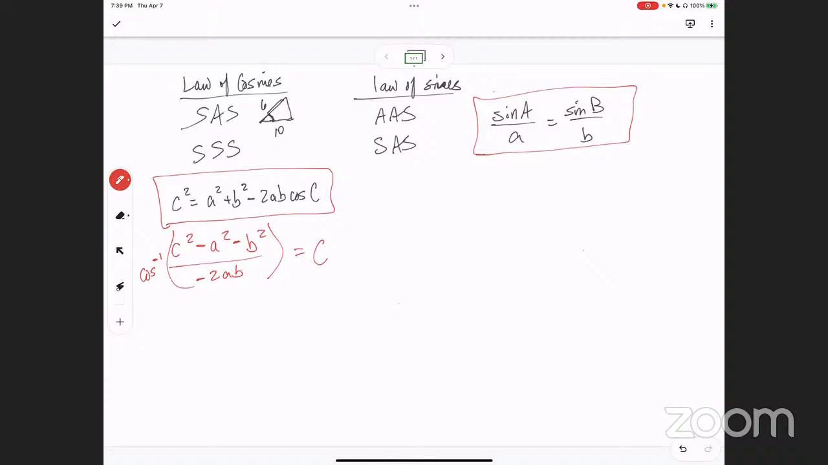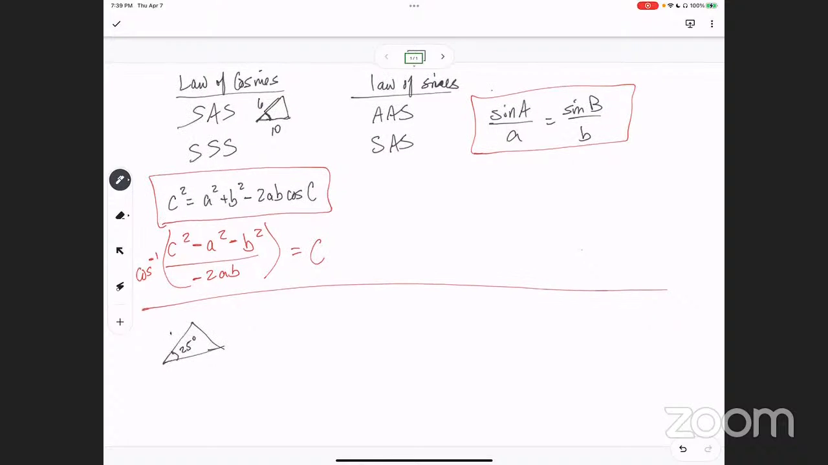So watch how you would use this. I'm just going to give you a triangle and ask you to solve it. If I said this angle is 25 degrees, and this side is 4, and this side is 6, then tell me what the other side is. Isn't that Pythagorean theorem? Nope, because this isn't a right triangle. You can't use the Pythagorean theorem without a right triangle.